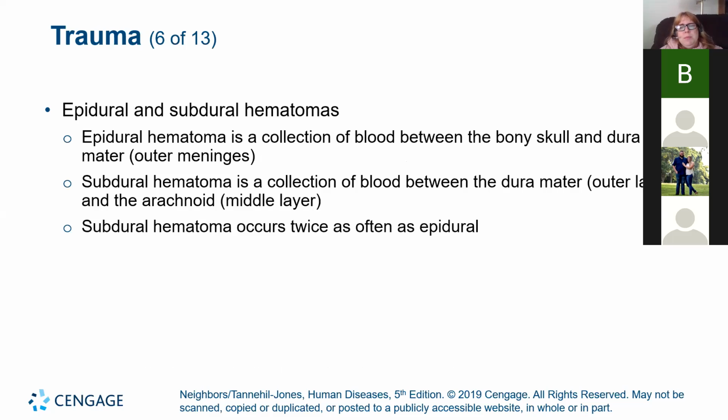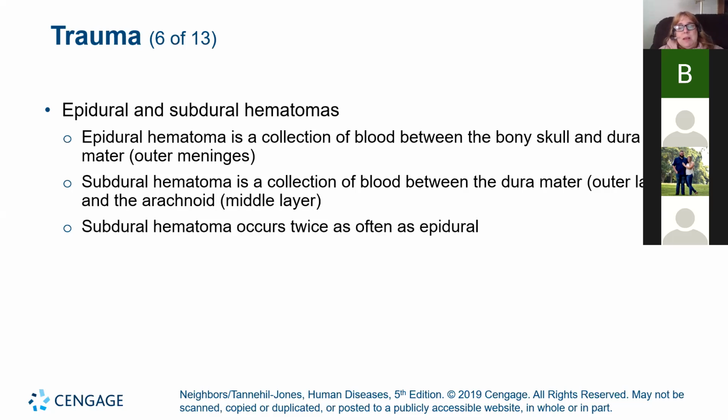Epidural and subdural hematomas. So these are bruises. We are talking about a big bruise. An epidural hematoma is a collection of blood between the bony skull and the next layer inside as we're going into the head, between the skull and the dura mater. So it's like between the hard bone and the first layer, somewhere in the middle between the two of them.